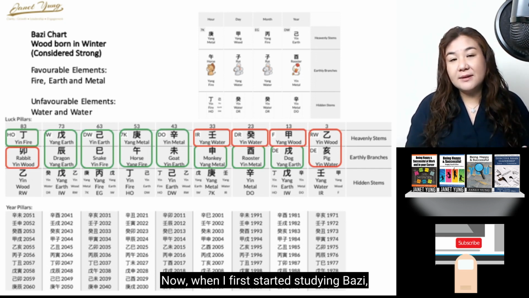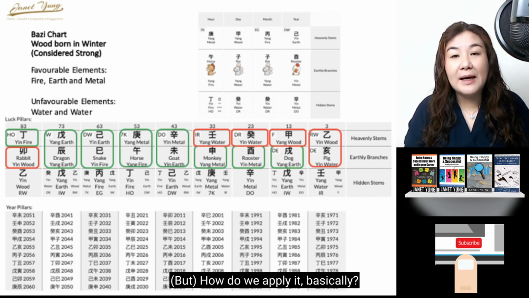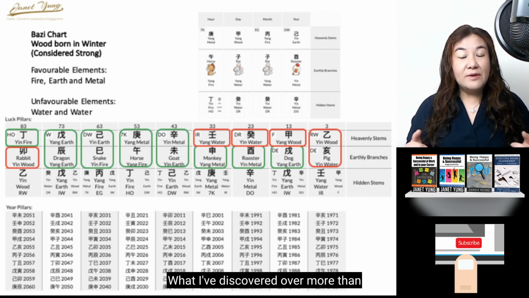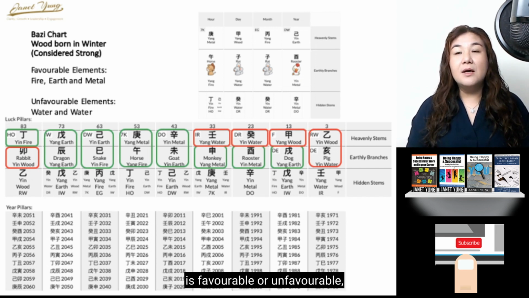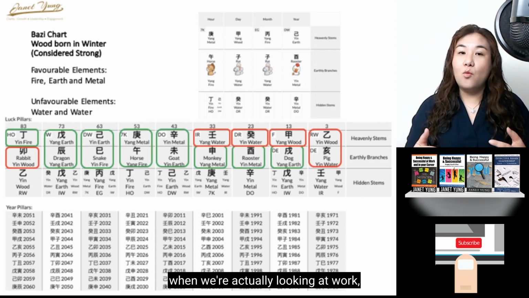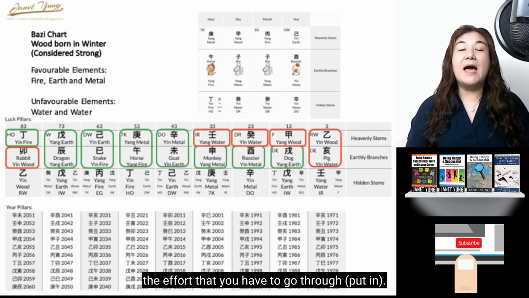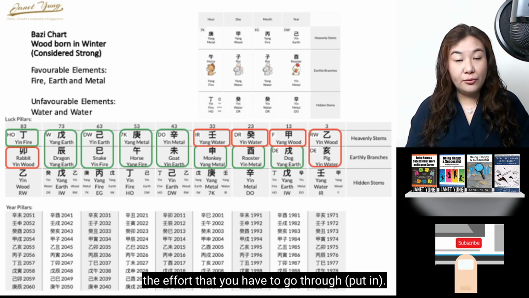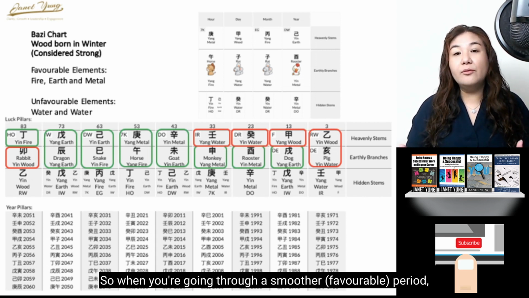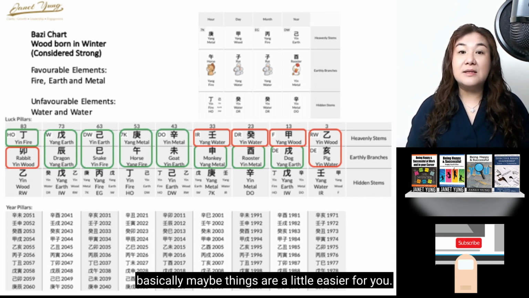Now, when I first started studying Bazi, I was wondering, it's good to know what's favorable and unfavorable. How do we apply it, basically? What I've discovered over more than a decade of practice is that when we're looking at work, career, business, favorable or unfavorable is more about the effort that you have to go through. So when you're going through a smoother period, maybe things are a little easier for you.